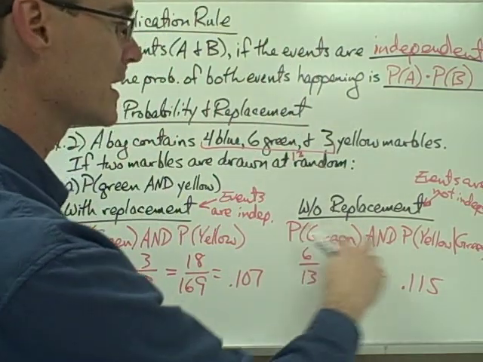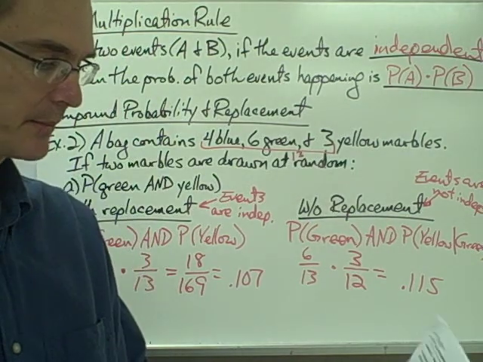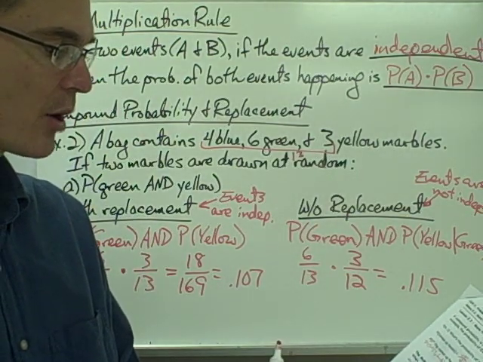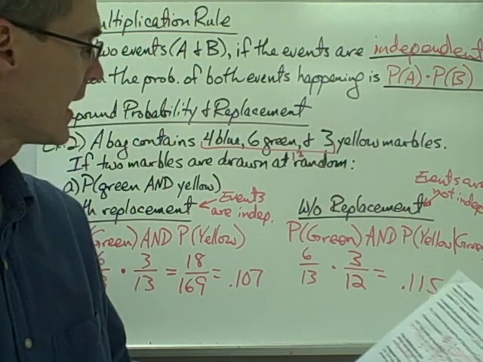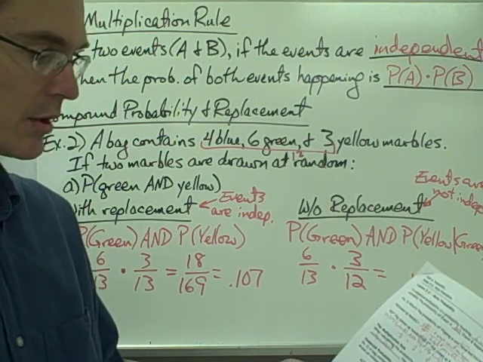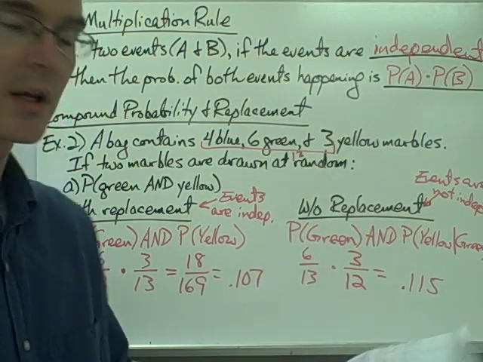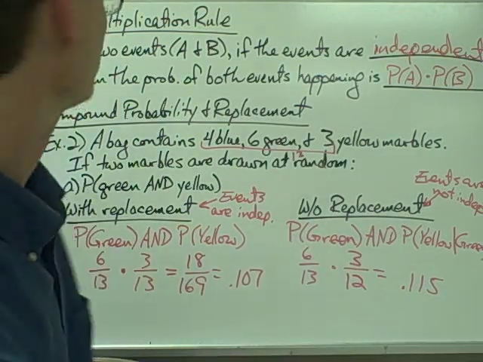And if the events are not independent, then I have to take that into account when I'm calculating this second probability. Now, you've got an example, a part B of this example number 2. I'm going to leave that one for you to do on your own. And again, that involves coming up with two probabilities just like we did here, one with replacement and one without replacement.